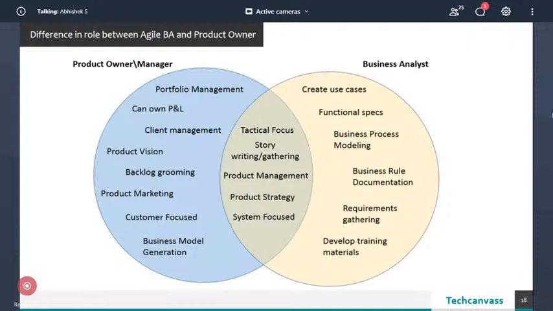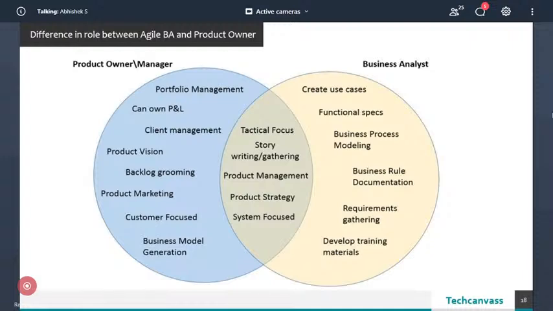They would also develop training material for your end users, and they would collaborate to ensure that the team understands what needs to be developed. So everything related to requirements, or understanding of the requirements, is the role of a business analyst, whereas everything that comes with the product vision, product marketing or revenue generation is basically the exclusive role of a product owner or a product manager. Now where there is an overlap is again the tactical focus.